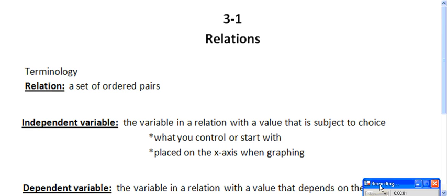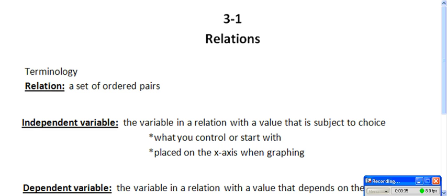Lesson 3.1 covering relations. A relation is a set of ordered pairs or coordinates. In this lesson, you'll also be introduced to a couple other vocabulary terms. Independent variable. An independent variable is basically what you can control, something that you have control of or you start with. This is always placed on the x-axis. It is the first term in an ordered pair of coordinates, so it's your x value.